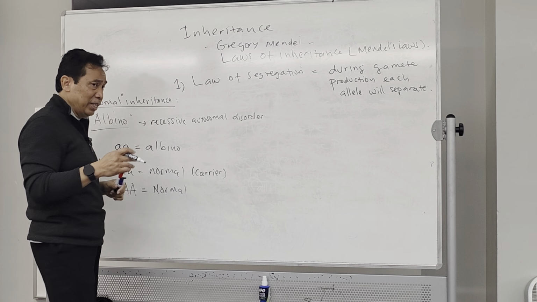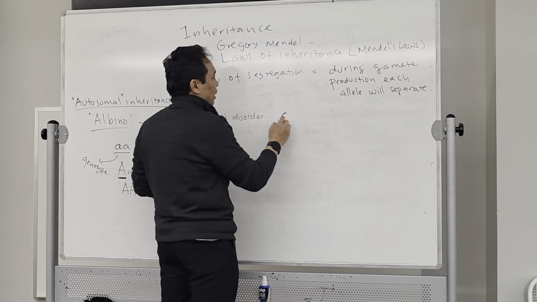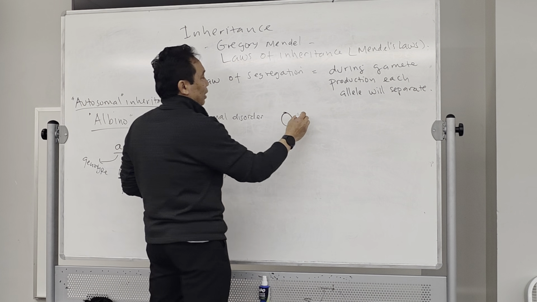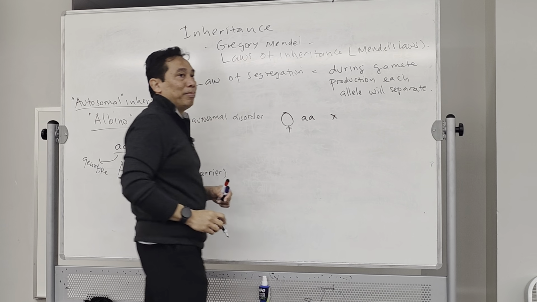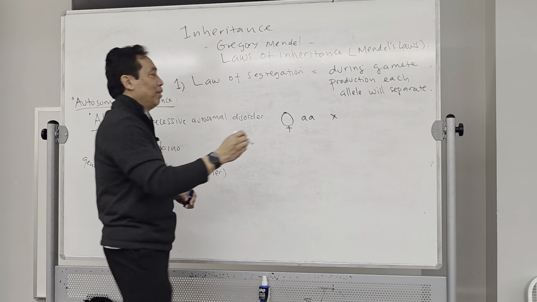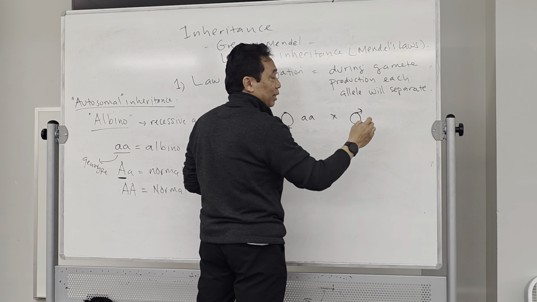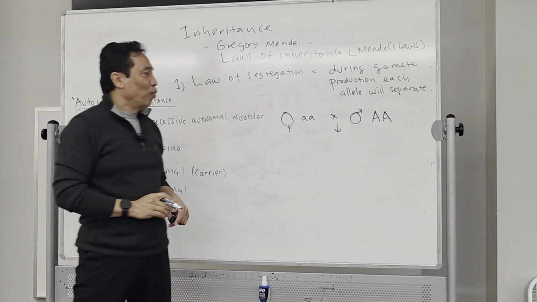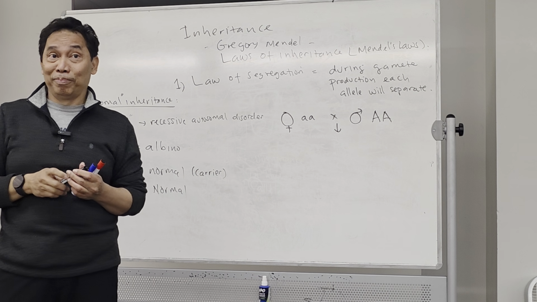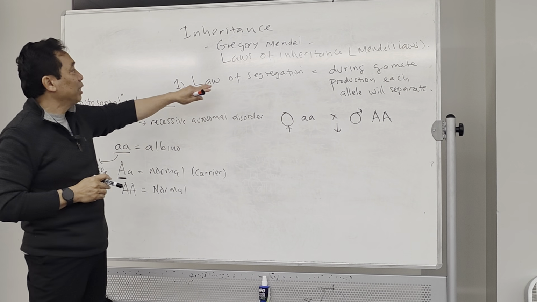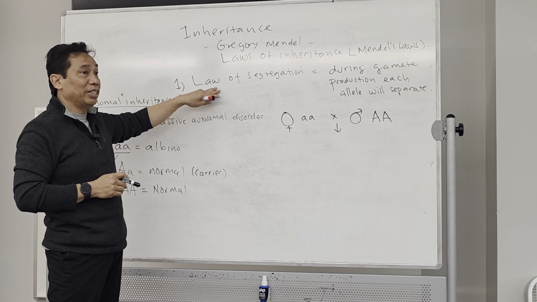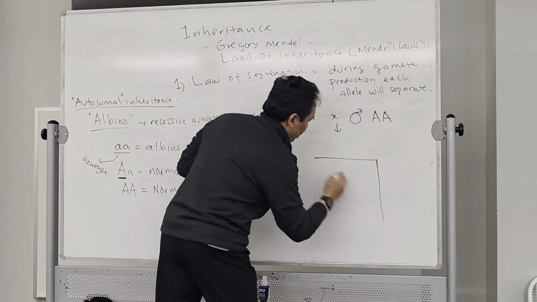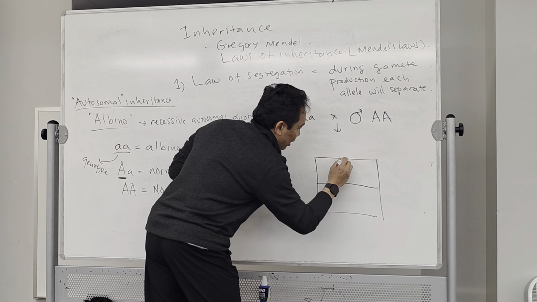We're going to see the probability of children if, let's say this is a mother, a woman, that is albino, married with a male or husband that is normal, homozygous dominant. Now, what are the children going to be? We're going to use the first law, the law of segregation. In order to help us know the inheritance, we can use what we call the Punnett square.